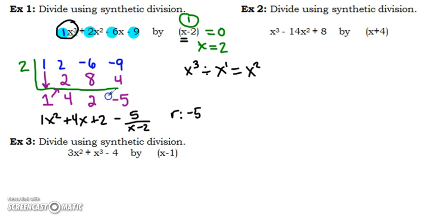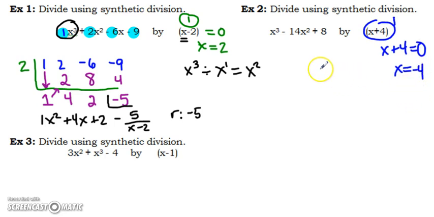One last thing. I normally put a little box around this to signify that that is the remainder. All right? We're going to try example number 2 now. Okay, so x plus 4 is my factor. So that's the first thing I do: I take x plus 4, set it equal to 0, so x is -4. All right? So that means -4 goes out in front of my fancy little box here.